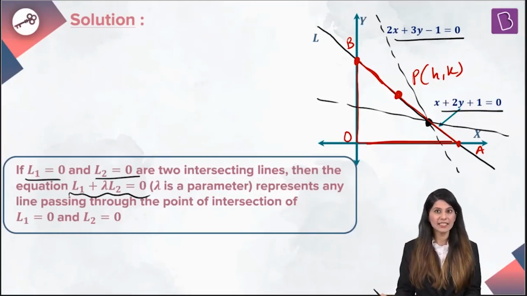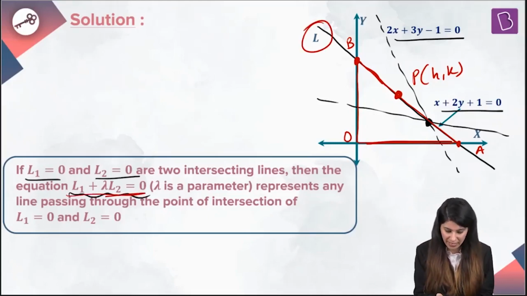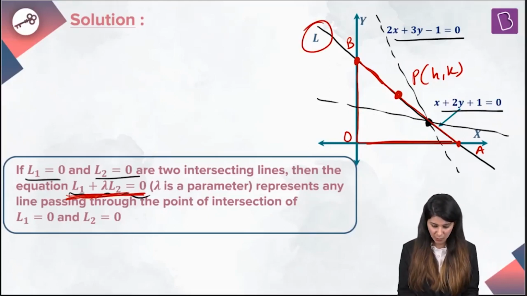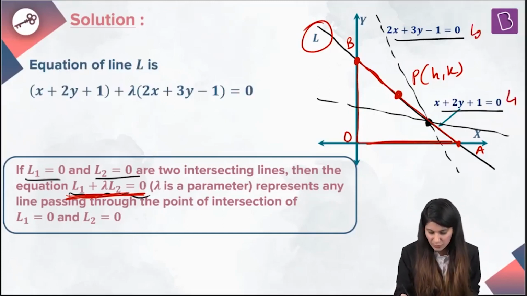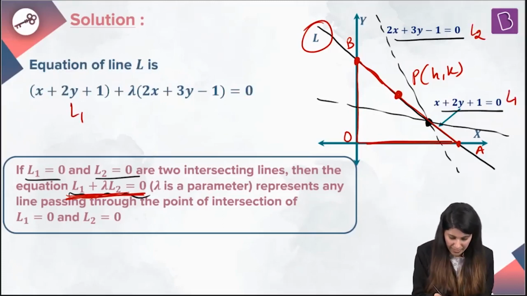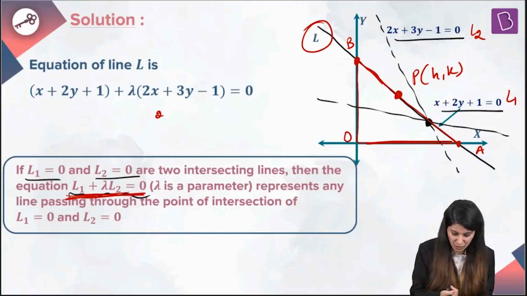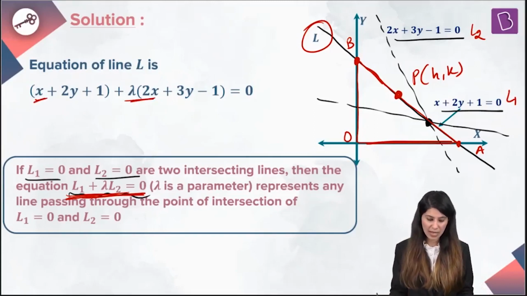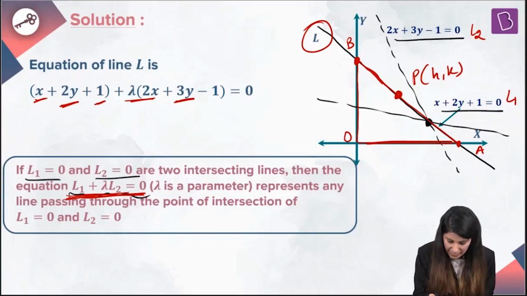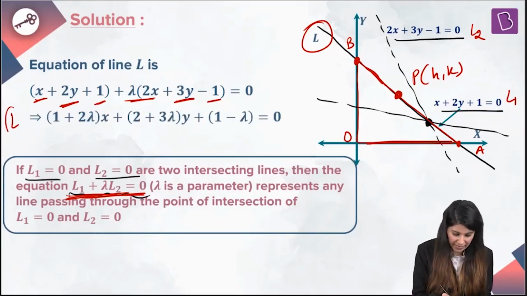For that, let's write the equation of this line L. Let's write the equation of this line L by using L1 plus λL2 equals 0. So the equation of line L would be what? This is L1. This is L2. Right? So L1 plus λL2 is equal to 0. Now let's club these terms together. So here the coefficient of x would be 1 plus 2λ. The coefficient of y would be 2 plus 3λ. And last I'll be having 1 minus λ. So this would be the equation of line L.